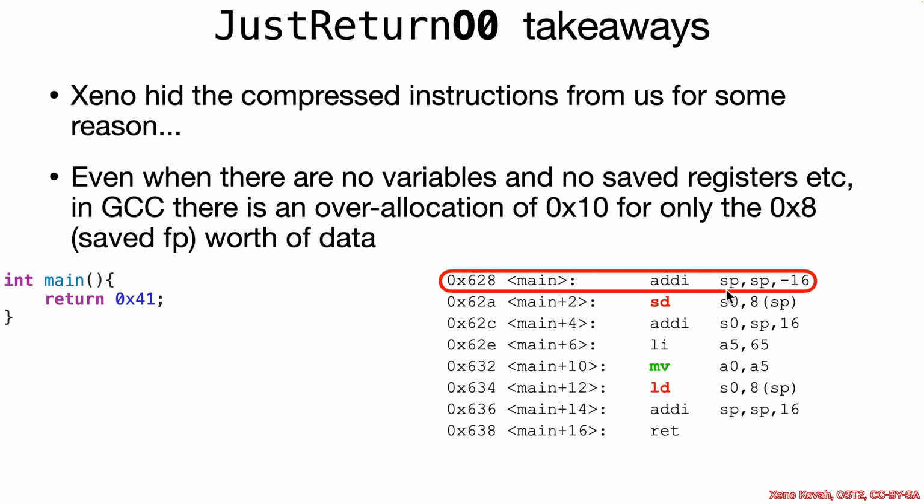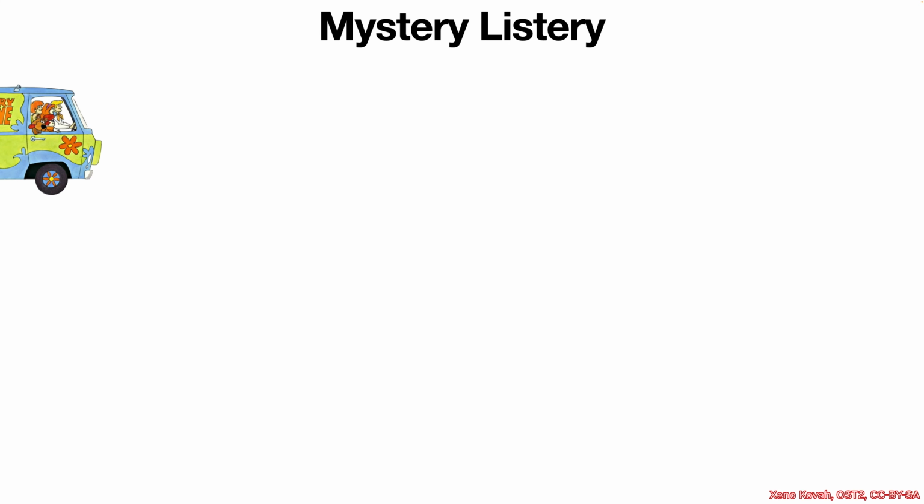So we see the addi of -16, that is the allocation of 16 bytes. This adding the 16 back later on, that is the deallocation of 16 bytes. But the only thing it ever stores into the stack is the frame pointer, this S0 register. So it stores 64 bits, but it allocated 128 bits worth of space, so it's only using half the space. Why did it do that? Well, unfortunately, that's a mystery.